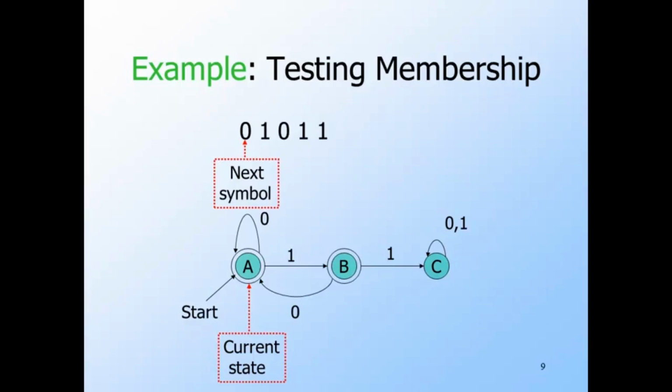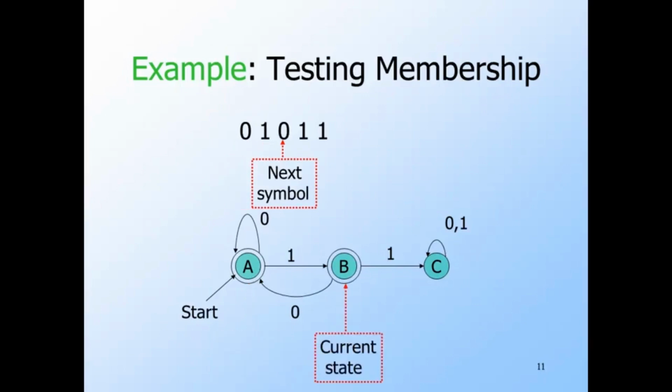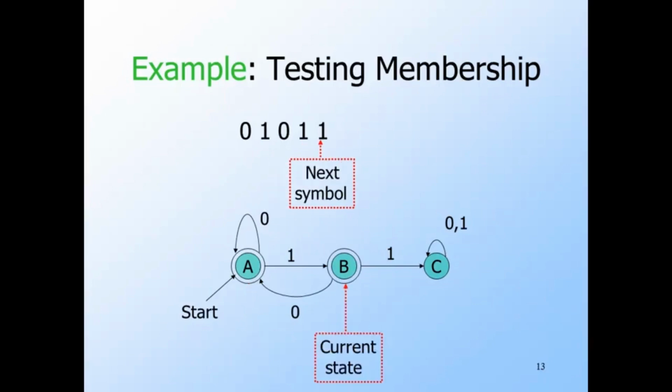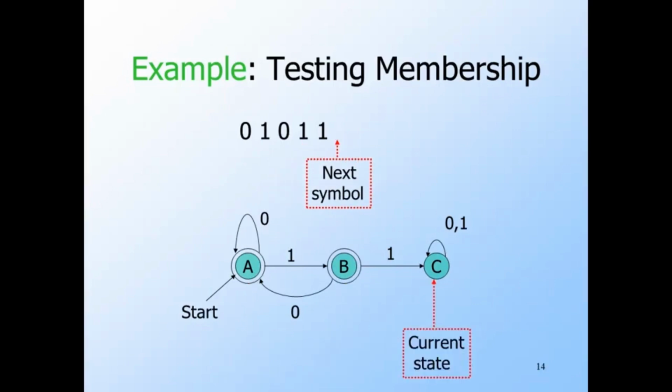And the input string is 0, 1, 0, 1, 1. That obviously has consecutive ones, so it shouldn't be accepted. Well, let's see what happens when we simulate it. We read a 0, we stay in A. When we read a 1, we go to B. Read a 0, we go back to A. Read a 1, we go to B. Read another 1, we go to C. When we simulate this DFA on the input, we see that indeed the string gets the automaton to state C, and it is not accepted.